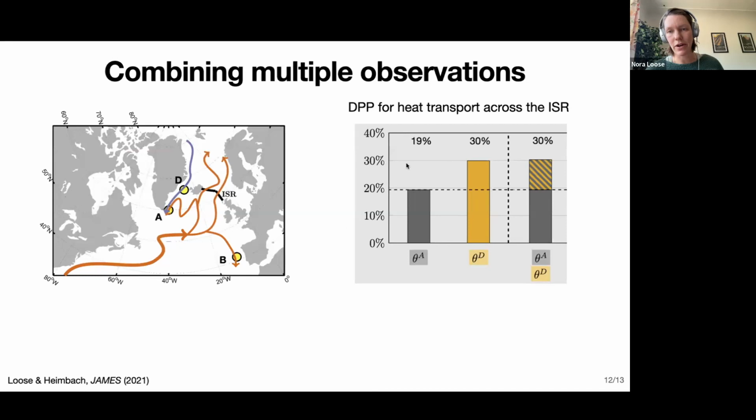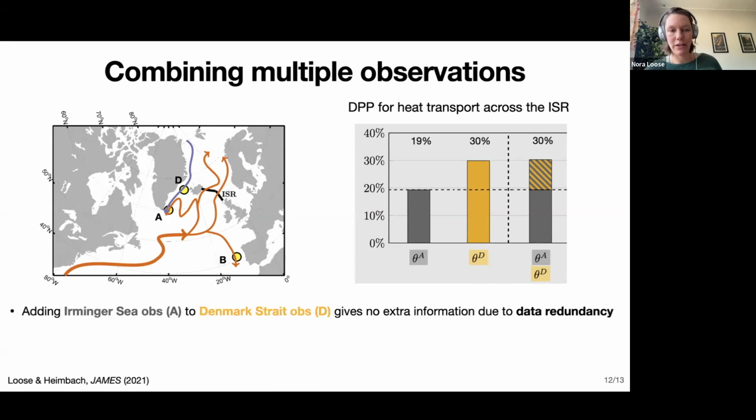And that's plotted here on the right. We've seen that the Irminger Sea observation alone would lead to an uncertainty reduction by 19% in our transport quantity of interest. Here we see that the Denmark Strait observation alone would lead to an uncertainty reduction by 30%. And then both observations combined lead to an uncertainty reduction by 30% as well, right? Which is less than the sum of 19 plus 30%. And this is due to the data redundancy that we've already seen on the previous slide.